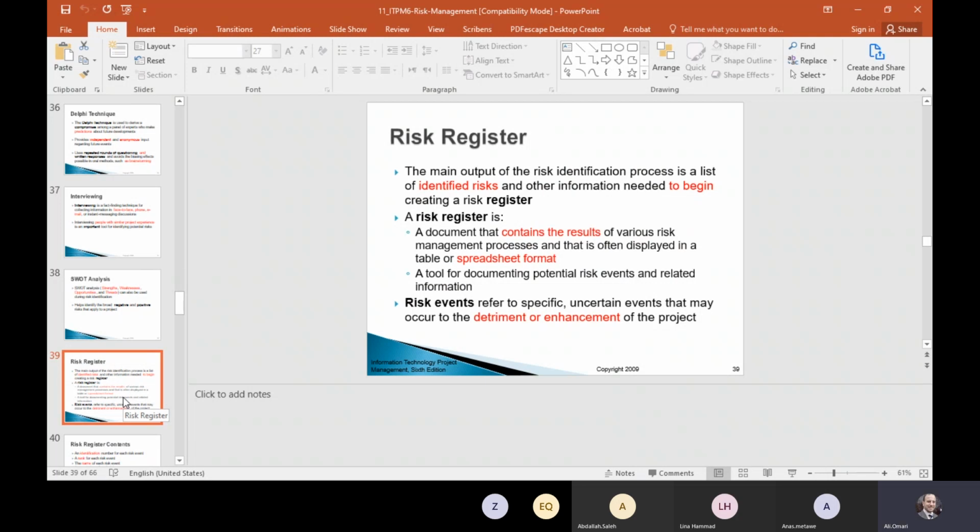And we mentioned something called the risk register, and this is basically the main output document or record that you need to produce as a project manager to list or identify the risks that you might encounter in your project.